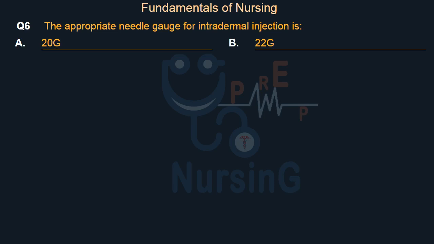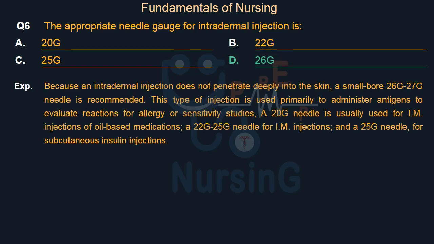Option B, 22G. Option C, 25G. Option D, 26G. Right answer is Option D, 26G. Because an intradermal injection does not penetrate deeply into the skin, a small bore 26G-27G needle is recommended. This type of injection is used primarily to administer antigens to evaluate reactions for allergy or sensitivity studies. A 20G needle is usually used for IM injections of oil-based medications, a 22G-25G needle for IM injections, and a 25G needle for subcutaneous insulin injections.